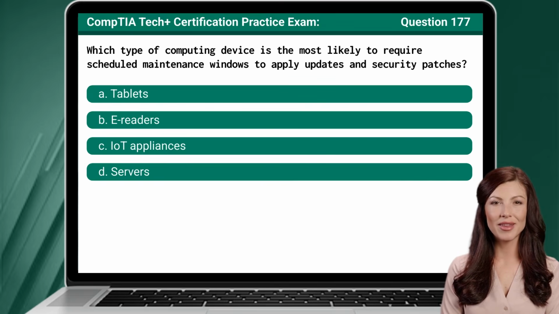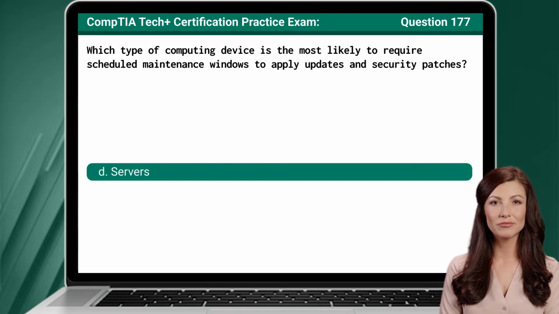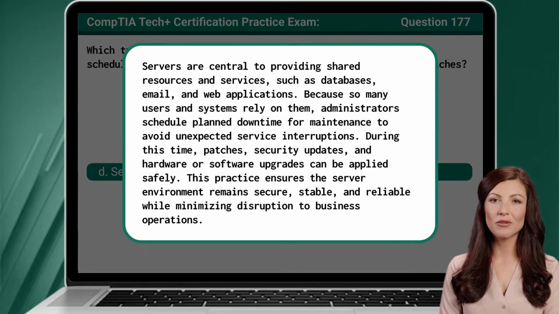The answer is D. Servers. Servers are central to providing shared resources and services, such as databases, email, and web applications. Because so many users and systems rely on them, administrators schedule planned downtime for maintenance to avoid unexpected service interruptions. During this time, patches, security updates, and hardware or software upgrades can be applied safely. This practice ensures the server environment remains secure, stable, and reliable while minimizing disruption to business operations.